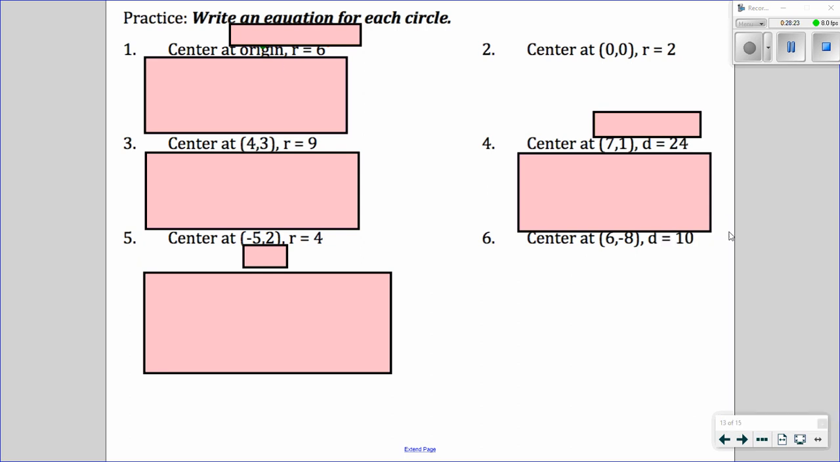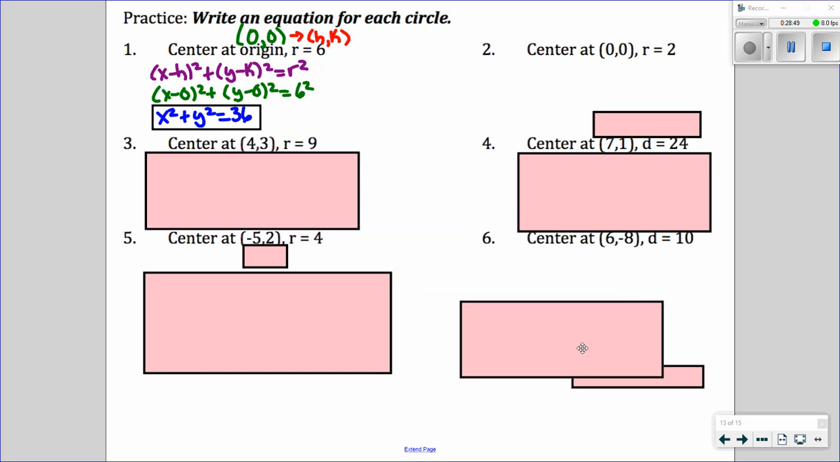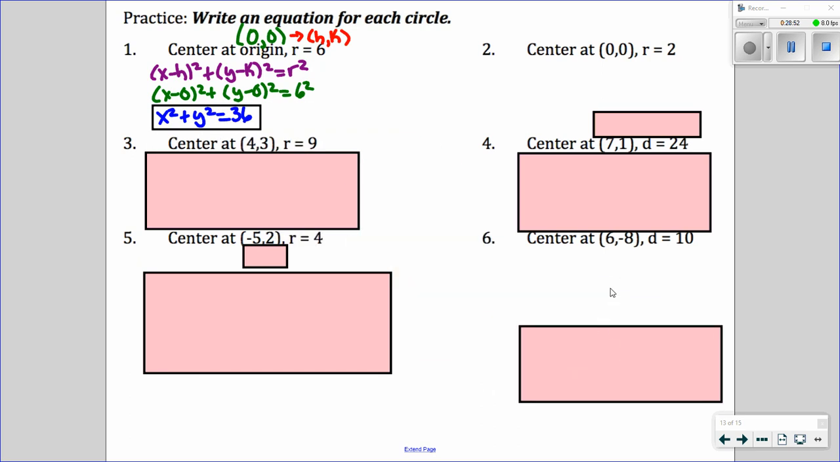You get select. So it says write an equation for each circle. It says the center is at the origin, which means 0, 0, and that means it's our H, K. And the radius is 6. So again, you use that formula and then you plug in the information that is given: 0, 0 for H, K, and then our R is 6. We simplify, and then we get x squared plus y squared equals 36.